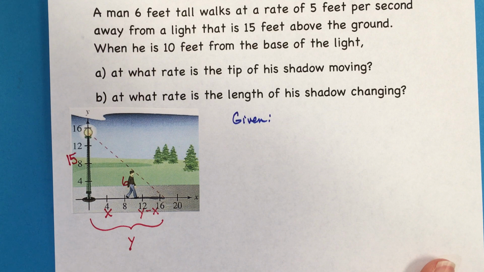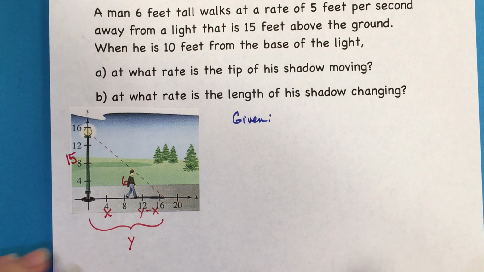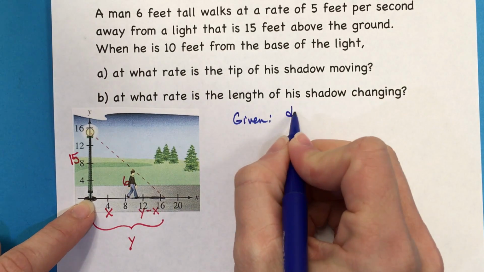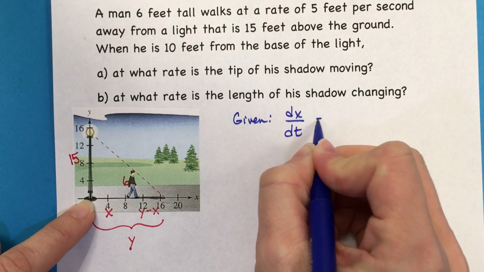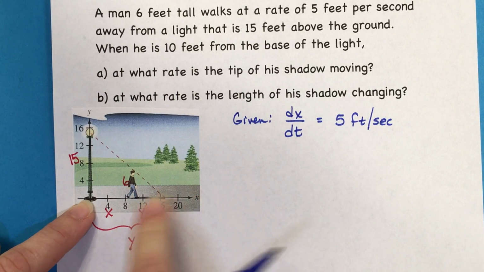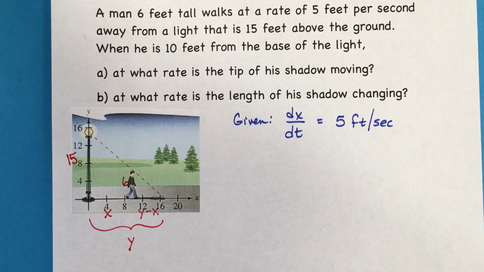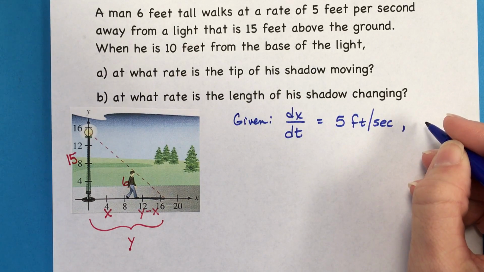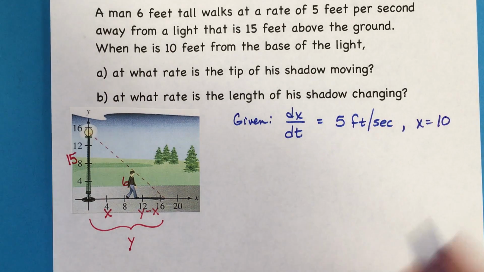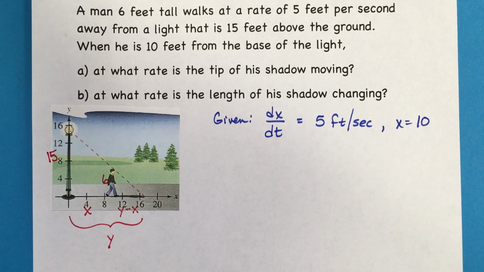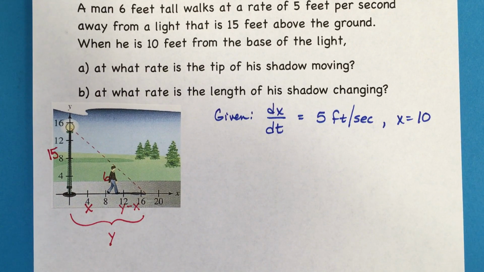A man 6 feet tall walks at a rate of 5 feet per second. The distance from here to here is what I've called x, so that means this would be dx/dt, because as he walks this way, that distance is increasing. I'm also given that we're looking at this when he gets 10 feet from the base of the lot, and that's actually the x. So that's going to be the 10.